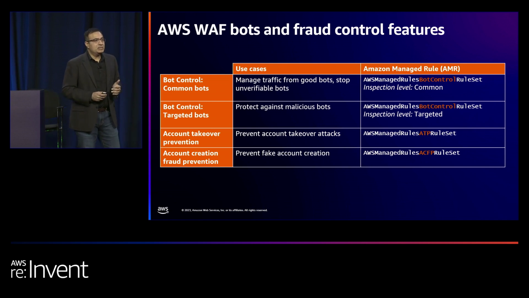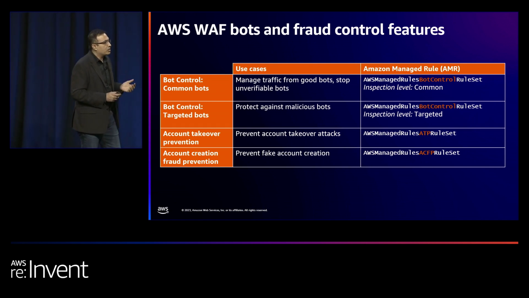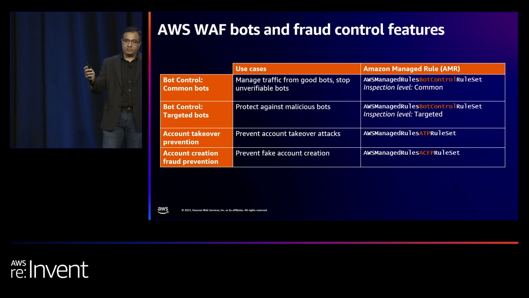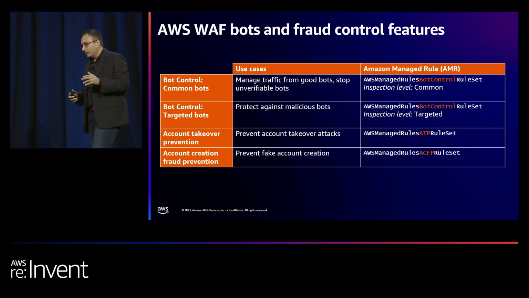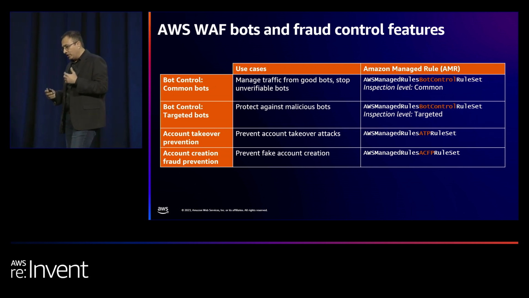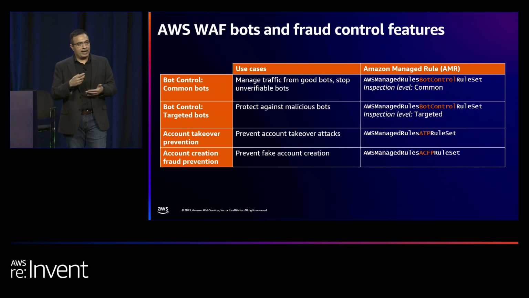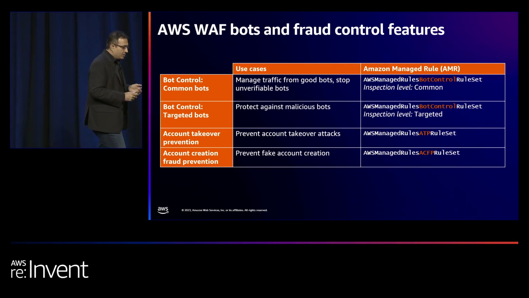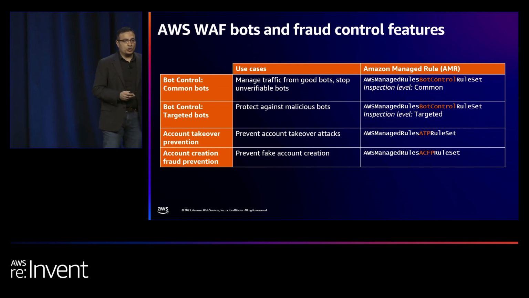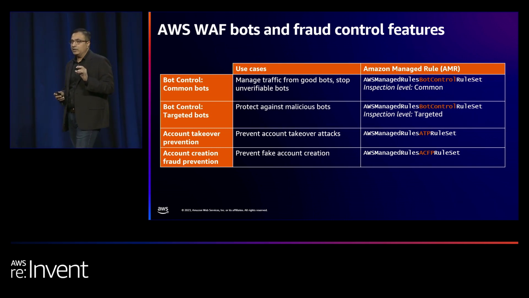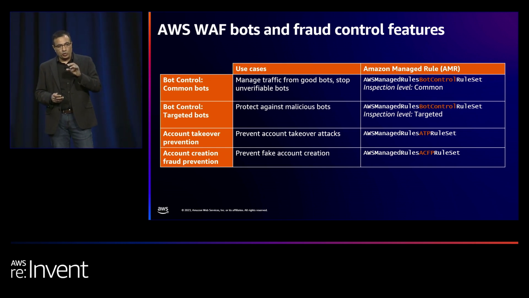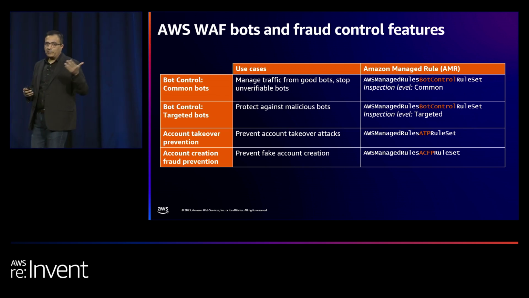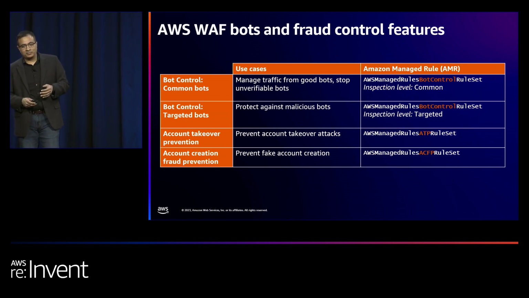When we started designing bot and fraud control, we realized one thing, that this is an evolving landscape. This is constantly changing. The bot operators are changing tactics, trying to fly under the radar, and trying to evade detection. So we decided to go the route of making these services available as Amazon Managed Rule Groups, or we call them AMRs. So I'm going to use the term AMR quite a bit in this context.